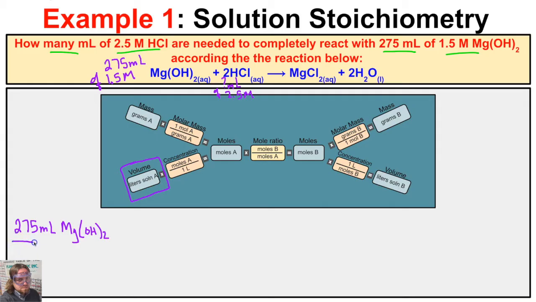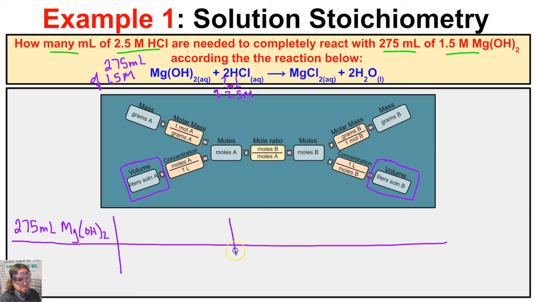What we want to figure out is how many milliliters of 2.5 molar HCl will be needed to completely react. So we're trying to figure out the volume of our unknown, our solution of hydrochloric acid. That's what we're being asked to determine. So let's go ahead and do the stoichiometry problem right here.